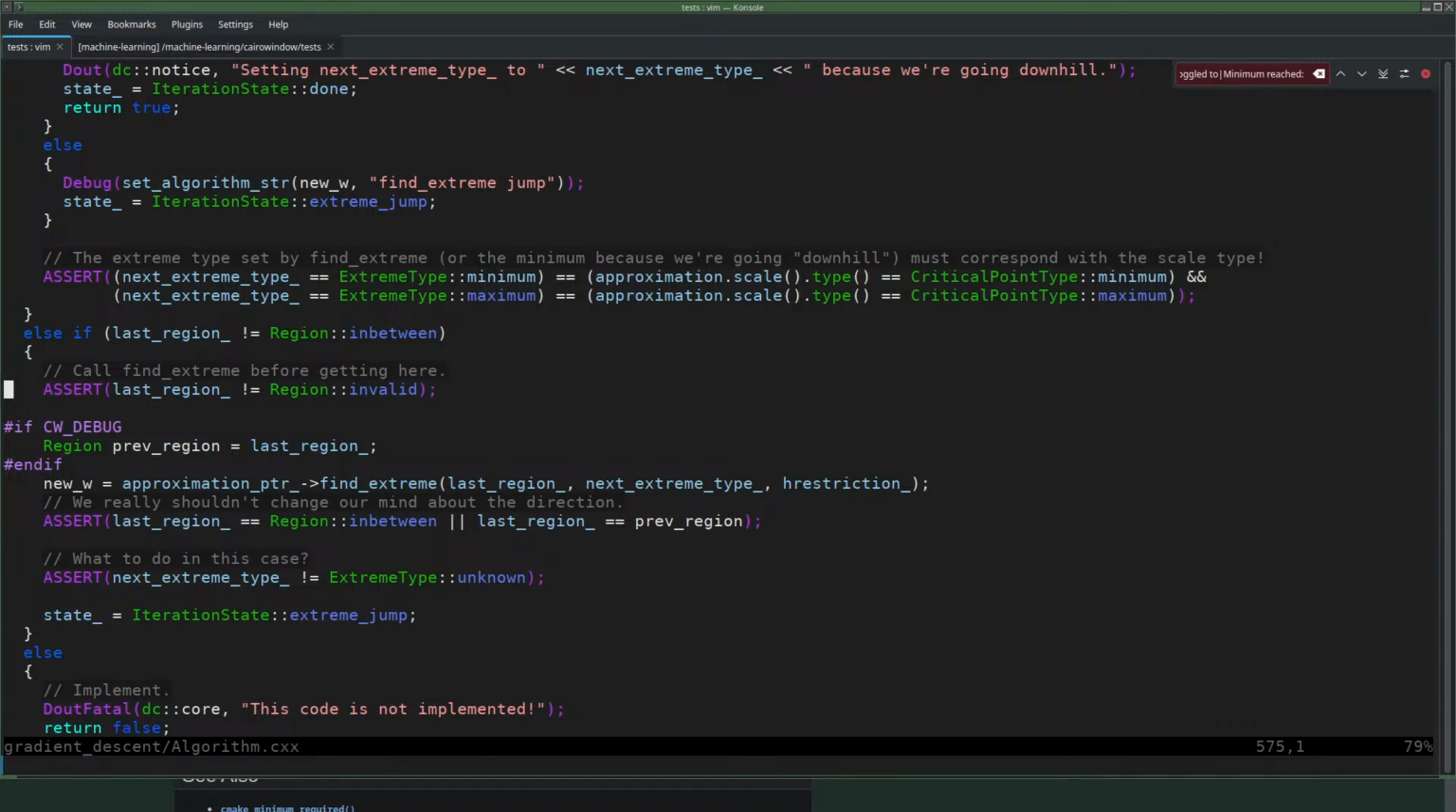Interesting. Call find extreme before getting here, and the very first thing that we do is call find extreme. No, the whole assert is bullshit then, right? Although I'm setting previous region here. Why is that? We really shouldn't change our amount by the direction. Last region equals previous region.